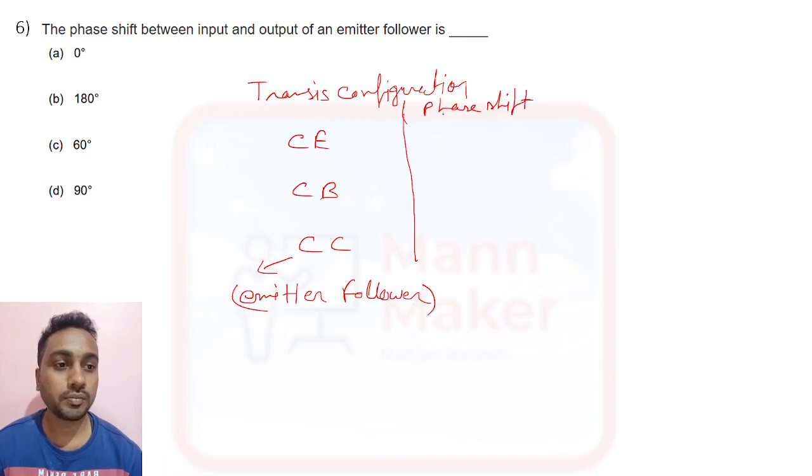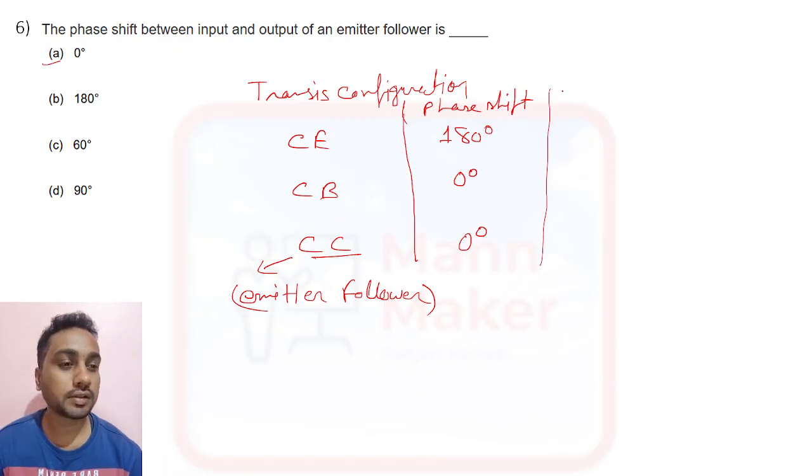Now if we talk about the phase shift between input and output, in common emitter it will be 180 degrees, in common base it is 0 degrees, and in common collector, that is the emitter follower, it is 0 degree phase shift. So here our answer will be what? Phase shift between input and output of the emitter follower, meaning common collector, is 0 degrees. Option A is the right answer.